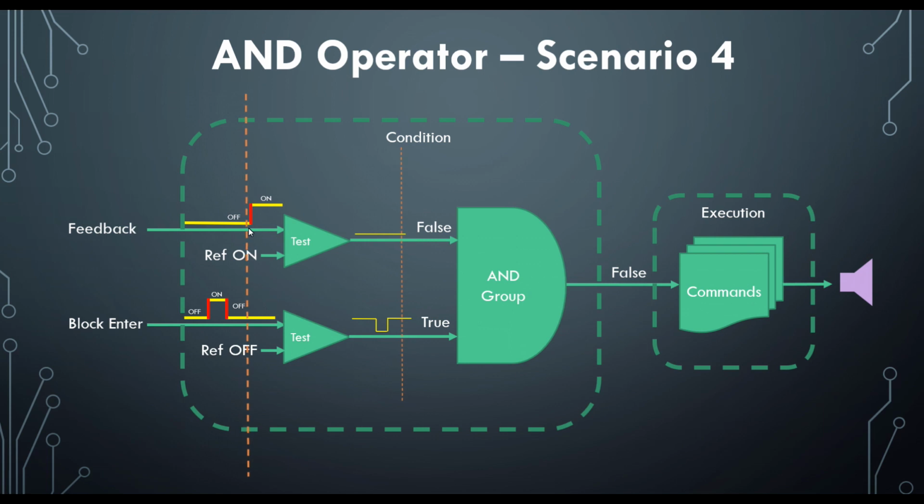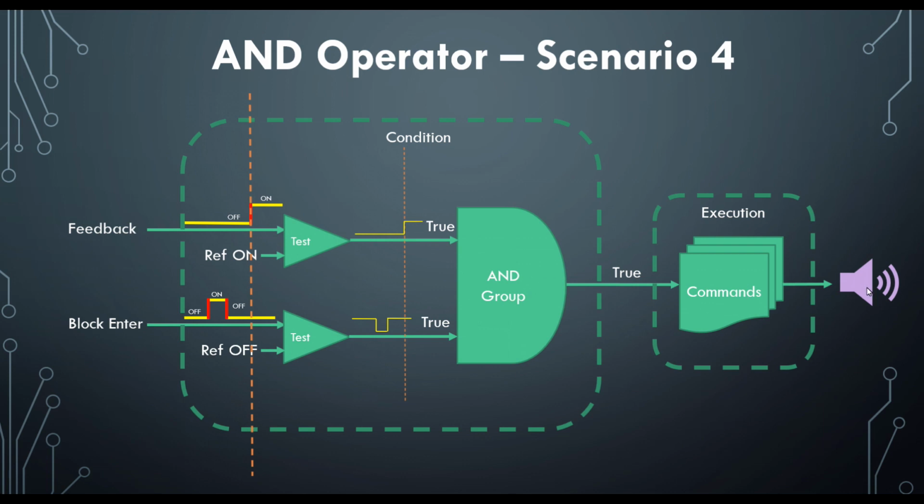where the feedback now turns on, so these two inputs are now the same. We have a true here. This is still in its false state, so those are both the same. So this remains true. We have a true and a true, which produces a true here. The condition will have been met, and the sound file would execute, it would seem.